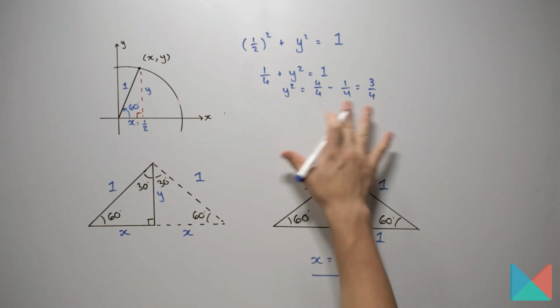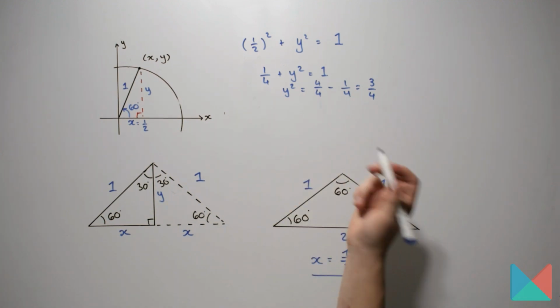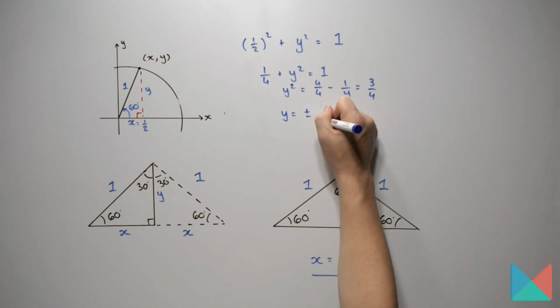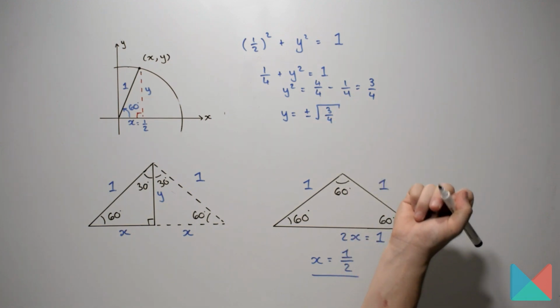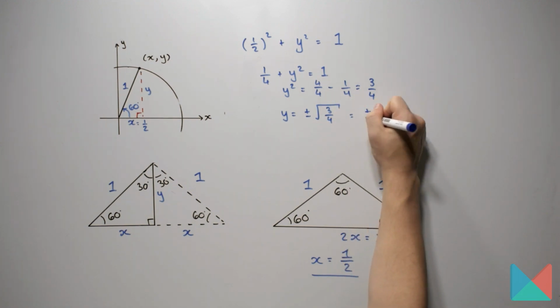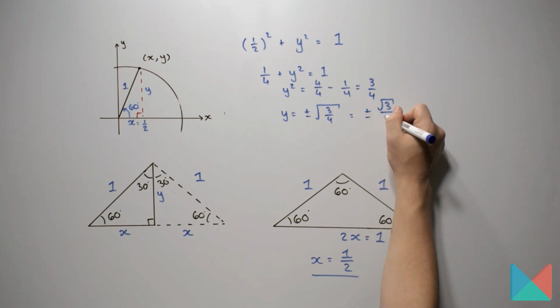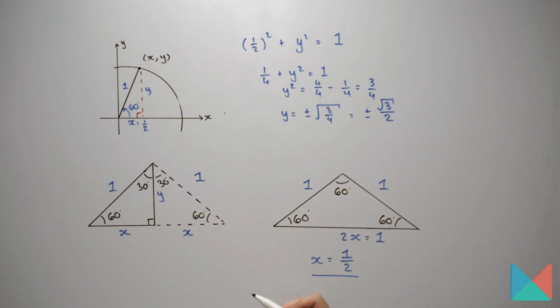So now we have y squared is equal to 3 over 4, and we can square root both sides to isolate y, and we get y is equal to plus and minus the square root of 3 divided by 4, which equals plus and minus the square root of 3 divided by the square root of 4, which is 2. So our value for y is plus and minus root 3 on 2.